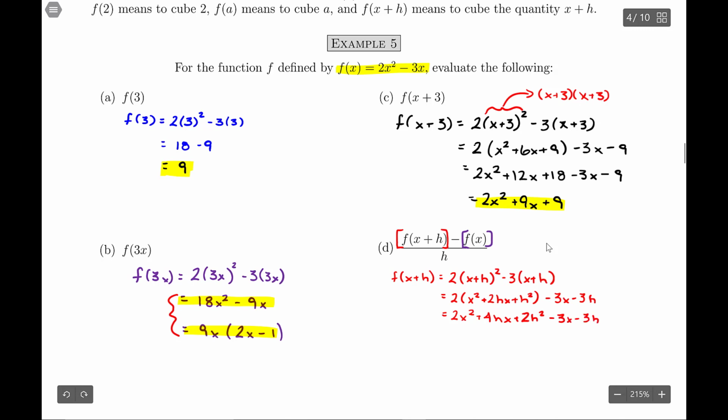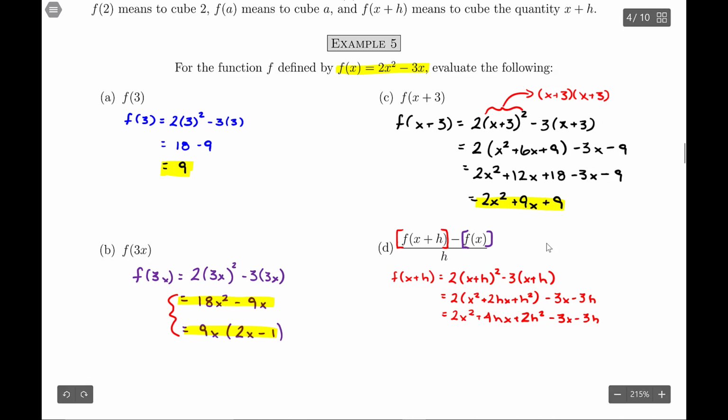And then I'm going to combine like terms. I don't have any like terms to combine, so sorry, I was distracted for a minute there. There's no like terms to combine on this one, so we will go on with the remainder of this problem.